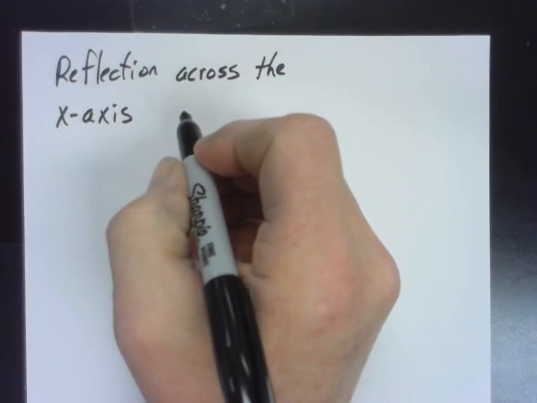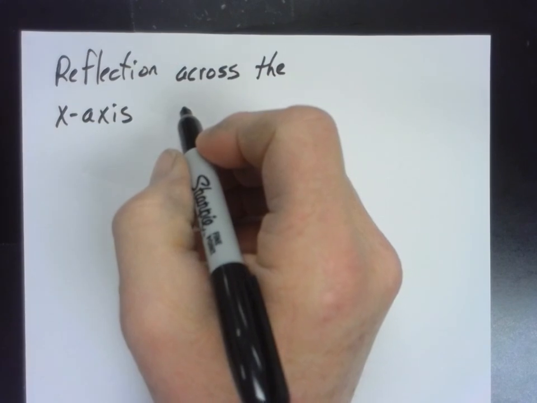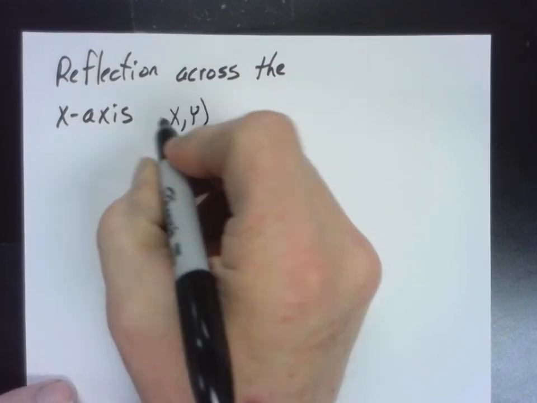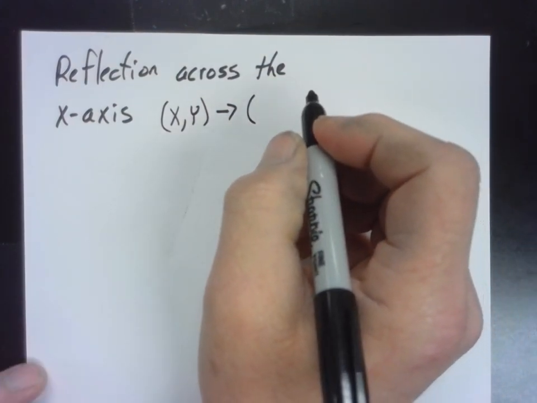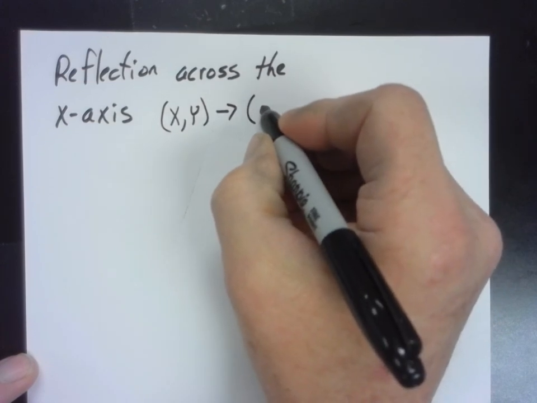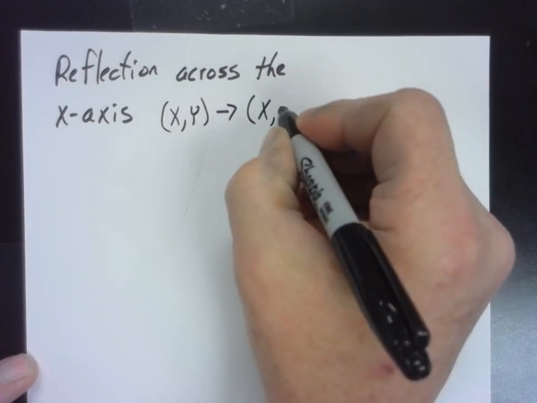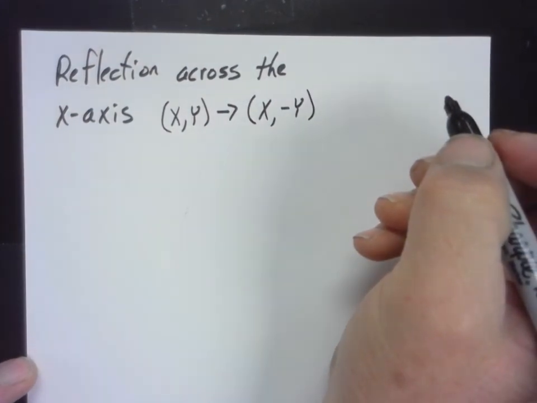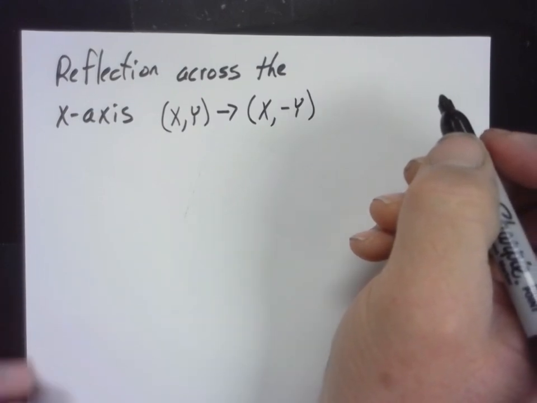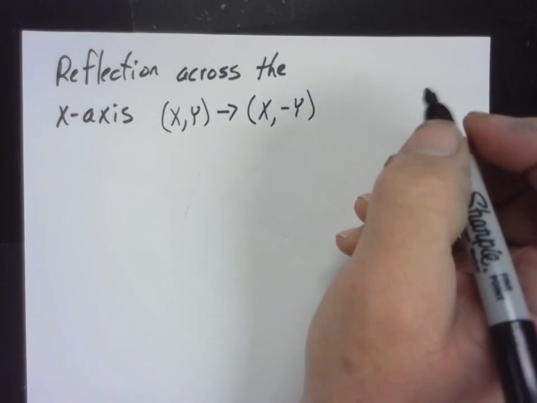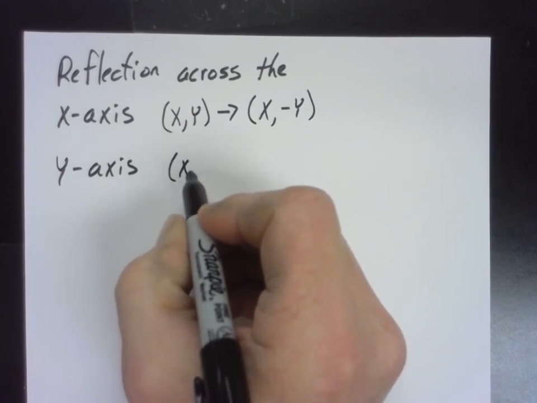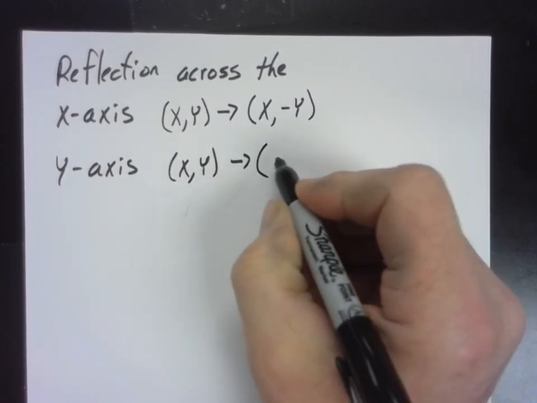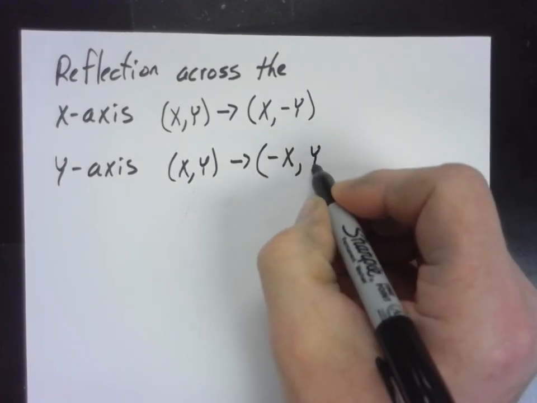Let's see, I wonder if I can write it like a mapping function, like (x, y) is mapped onto something. So if I go across the x-axis, what is (x, y) mapped onto? (x, opposite of y). That's correct. So there's the general rule. And a reflection across the y-axis? Yep, (x, y) is mapped onto (opposite of x, y).